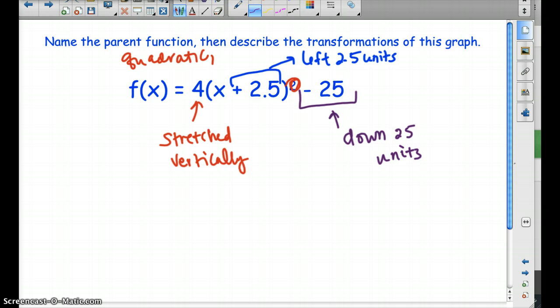25 and 2.5, that's kind of confusing. I better make sure I have that point in there. There we go. And so that's how we describe the transformation.